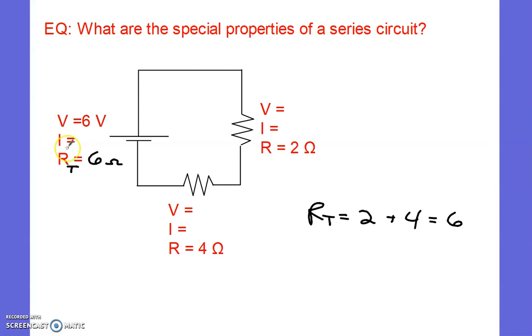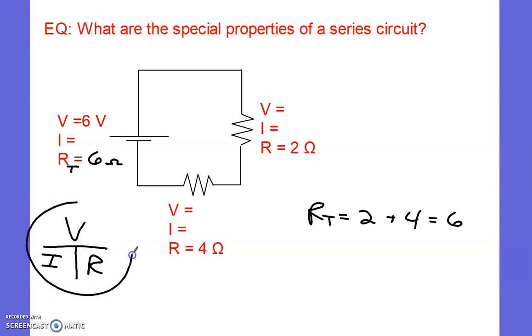Then what we do is we solve for the current at the battery. To do that, we're going to use our Ohm's law, as seen here. Because I know the voltage and the resistance, I'm going to divide them to get my current. So for the battery here, I'm going to take 6 divided by 6, the voltage over the resistance. I'm going to get an answer of 1 ampere for my current.